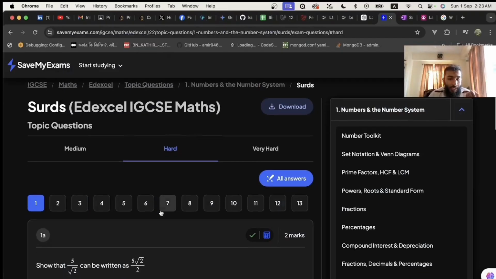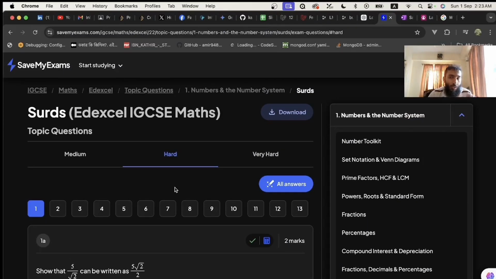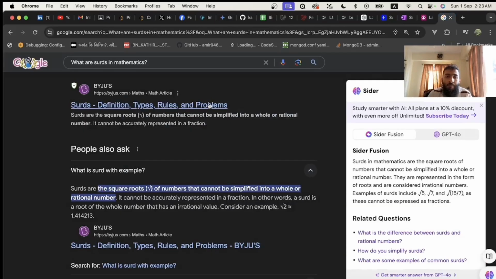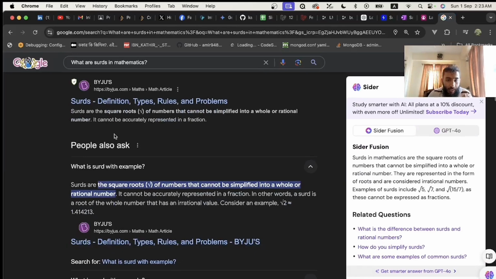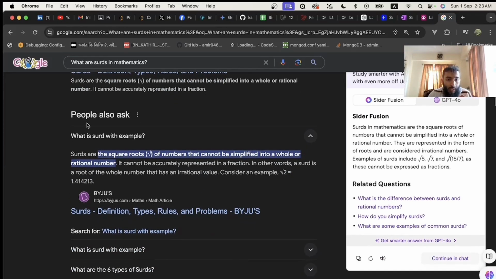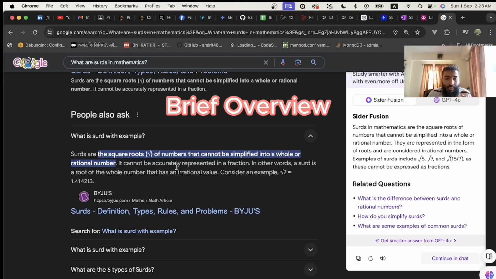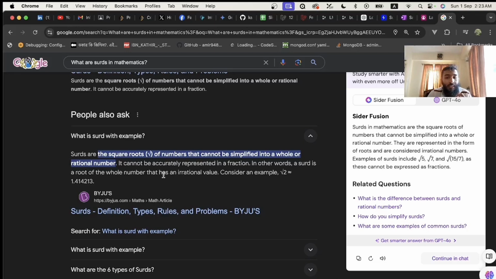Before going into the mathematical problems related to this concept, which is surds, we first need to understand what surds actually mean. So if I go to Google and type what are surds in mathematics, I go to the people also ask section and look at the first example. People frequently ask this question, what is surd with example? So surds are square roots of numbers that cannot be simplified into a whole or a rational number. So it cannot be accurately represented in a fraction. In other words, a surd is a root of the whole number that has an irrational value.